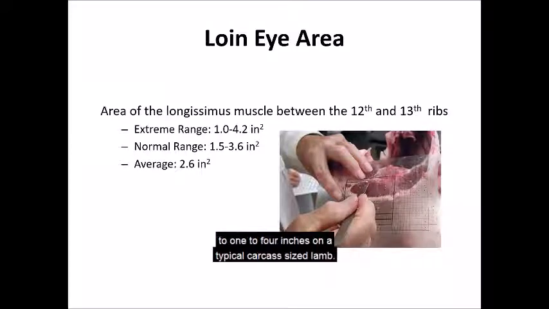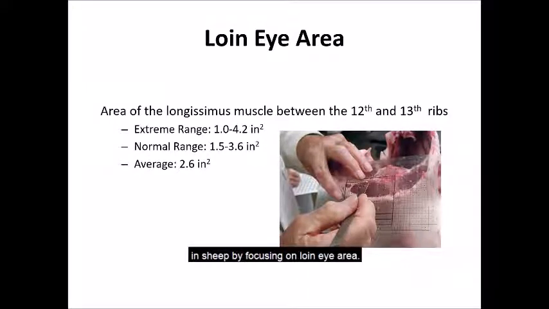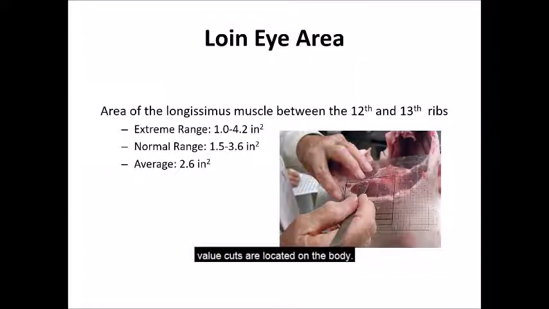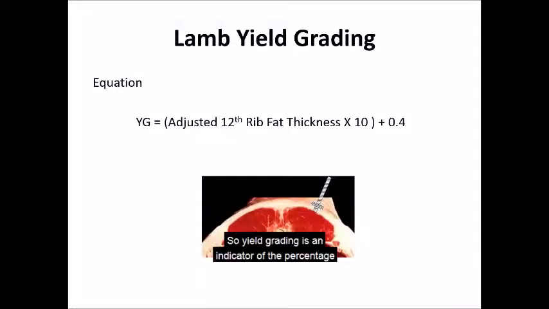The range of that might be all the way down to 1 to 4 inches on a typical carcass-sized lamb. Average is generally slightly below a 3. But from experience, this measure can be all over the place, and there's a lot of opportunity to improve muscling in sheep by focusing on loin-eye area. Again, there are other muscles in the sheep's body, but loin-eye area tends to be predictive of total muscle mass, and also, like I said, is a measure of muscle size where the highest value cuts are located on the body.